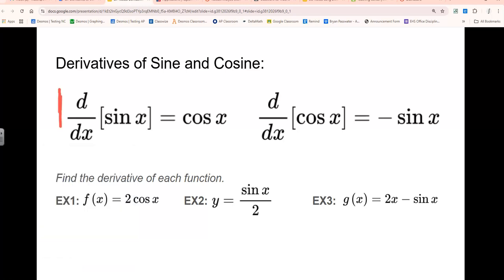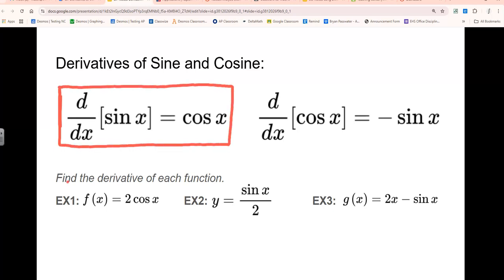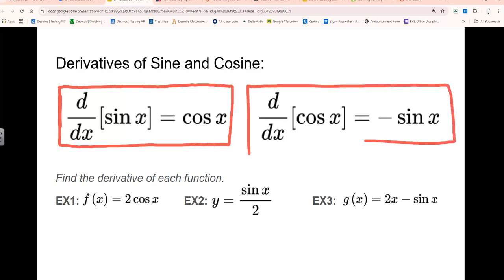The derivative of sine is cosine. And the derivative of cosine is negative sine. Okay. These only apply to just sine or cosine. So if sine is squared or something like that, it's a more complicated problem.